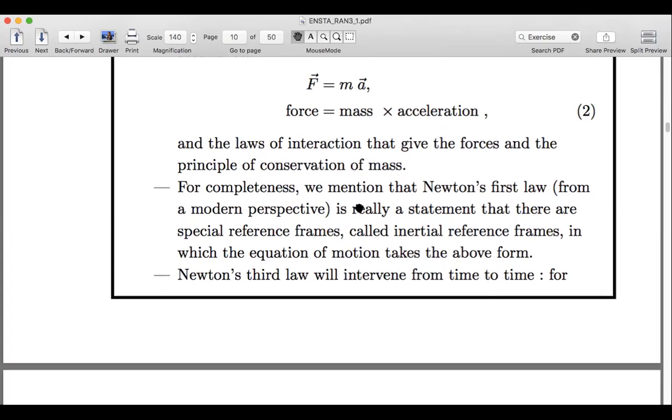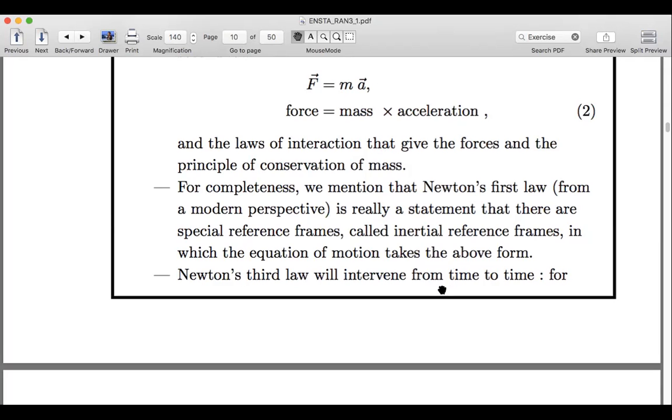So Newton's first law is this statement that a body that doesn't have any external forces on it will either remain at rest when observed by an inertial observer, or continue its motion in a straight line at uniform speed. But from a modern perspective, Newton's first law is really a statement that there are special reference frames that we want to give a special name, called inertial reference frames, in which Newton's second law applies and takes this simple form.